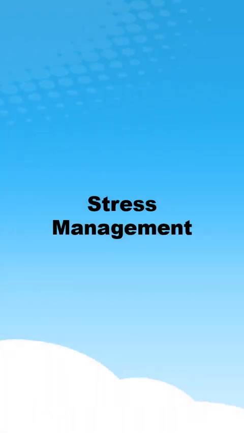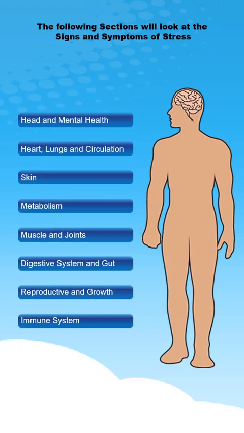Stress management. The following sections will look at the signs and symptoms of stress. Head and mental health. Heart, lungs and circulation. Skin. Metabolism. Muscle and joints. Digestive system and gut. Reproductive and growth. And the immune system.